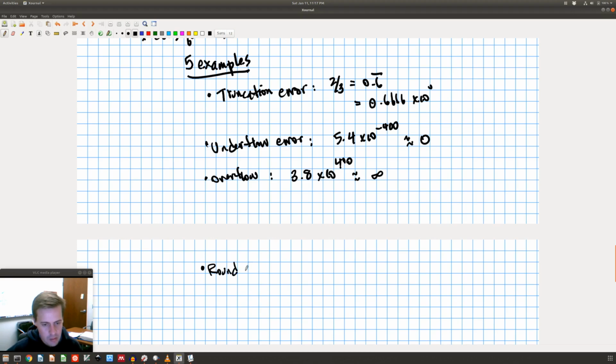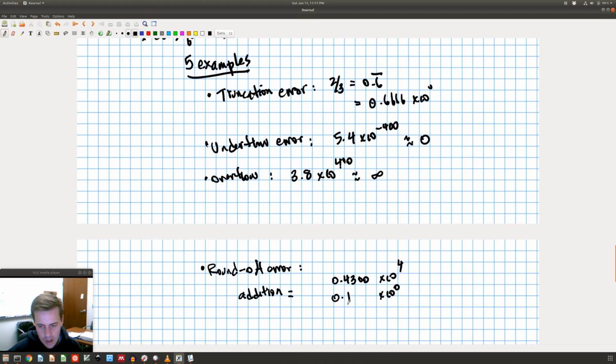This is round off error. Round off error comes in two flavors from addition. So this is our first one. So in addition, if I have 0.4300 times 10 to the 4th and 0.1 times 10 to the 0, I'm now going to add these numbers together.